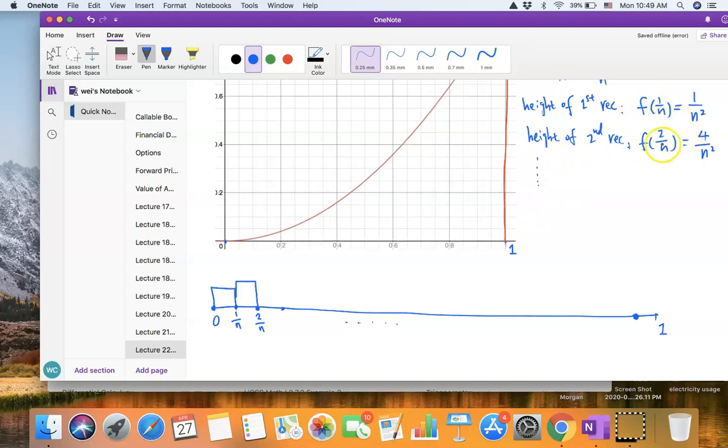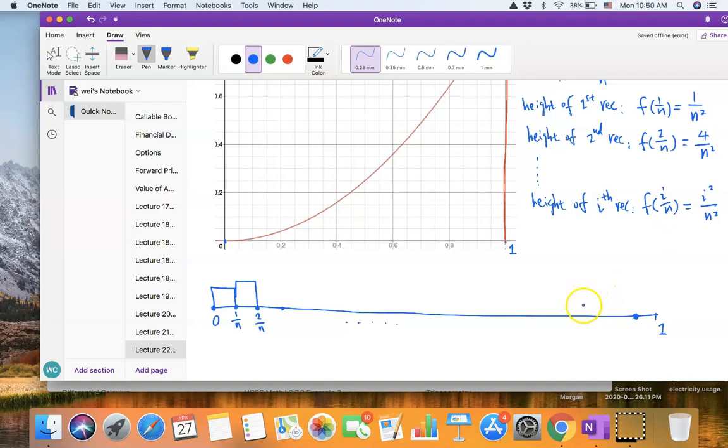From these two terms, we can see that there is a pattern. The pattern is the height of the ith rectangle can be represented by the function value f of i over n, right? The first rectangle, the height is f of 1 over n. The second rectangle, the height is f of 2 over n. So the ith rectangle, the height is f of i over n, which is i squared over n squared.